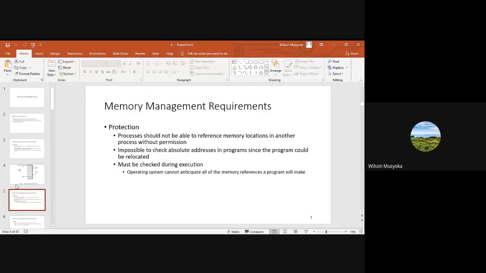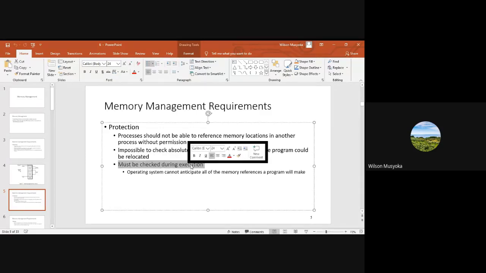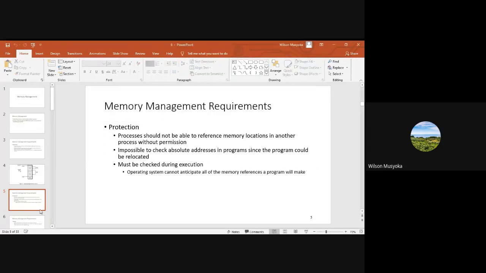Then we also talk about it being impossible to check absolute addresses in programs. That is what we are saying here: to check addresses in programs, because this program or this process could be relocated. If relocation takes place, it is the work of the operating system to ensure that this reference has also been relocated, so that any reference to this memory location can also be followed. That is what we mean. And that is one of the requirements, protection.